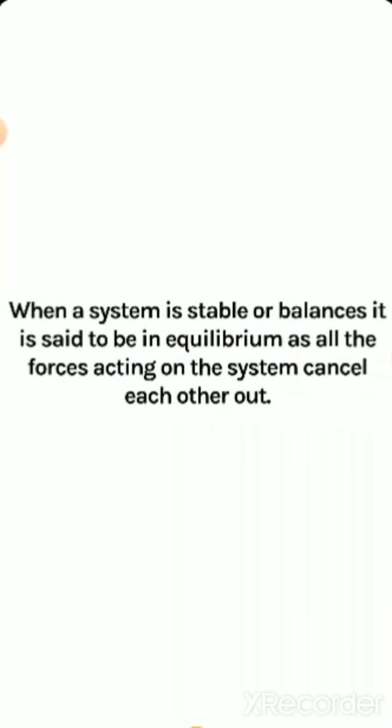So when a system is stable or balanced, it is said to be in equilibrium condition, as all the forces acting on the system cancel each other out. So we call it the equilibrium condition when a number of forces are acting but they cancel each other. One force is acting from the left hand side and the same amount of force is acting from the right hand side. Both are equal in amount of force but opposite in direction. So the sign will be changing. So they cancel with one another and it becomes equilibrium.